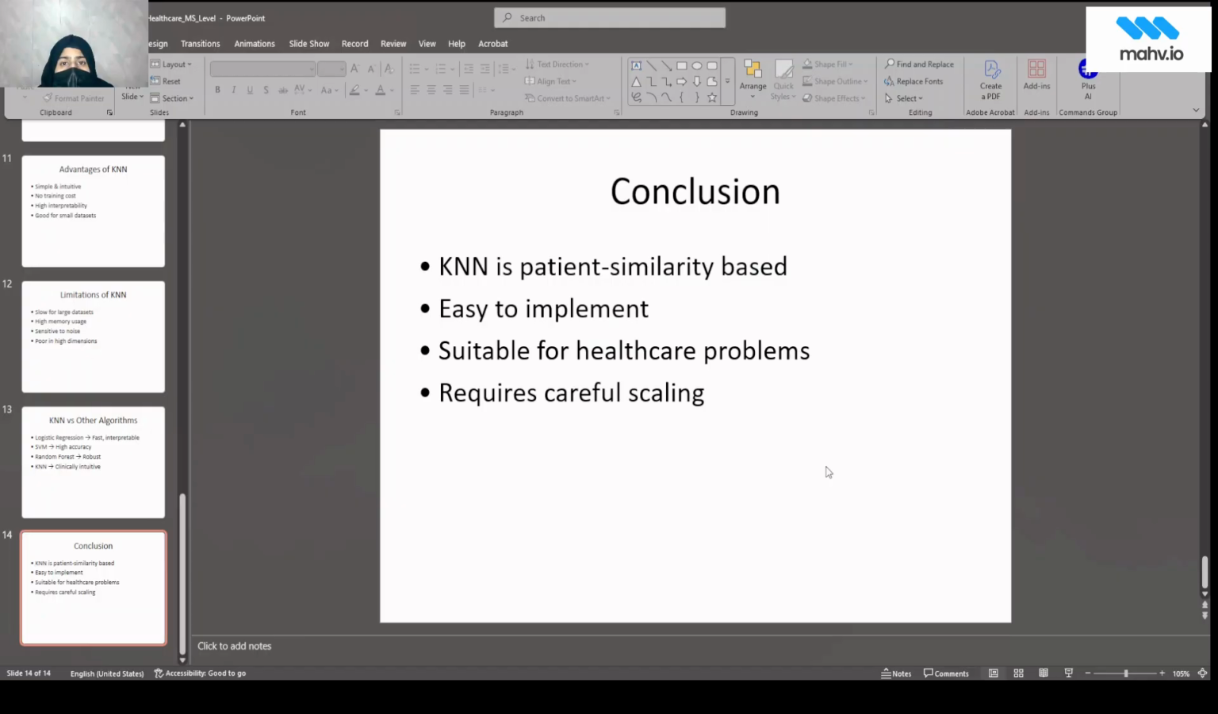For example, we have a new patient. On the basis of its nearest neighbors, the old patients whose data we have stored in training, we predict the disease of that new patient according to the nearest patients' diseases. We also have a practical example of it, which we will see in the next session. So I hope it will be clear. Thank you.